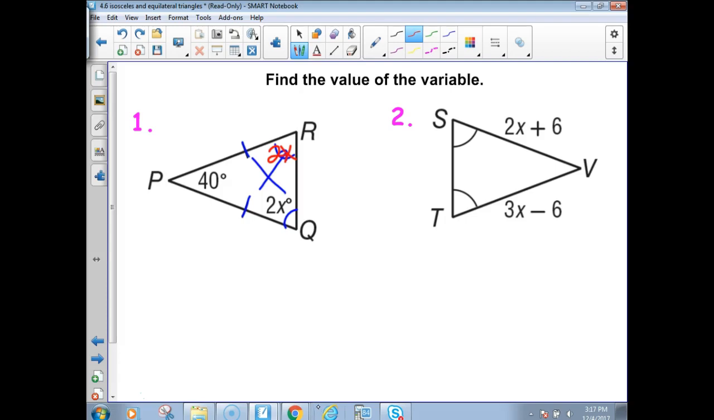Somebody have a suggestion on what we might do to solve this problem? Okay, hold on. I think Murphy raised his hand. What would you like? Okay, so you added 2x and 2x. Somebody have another strategy. There's a whole other way to do it, but it's really related to what we're about to do.